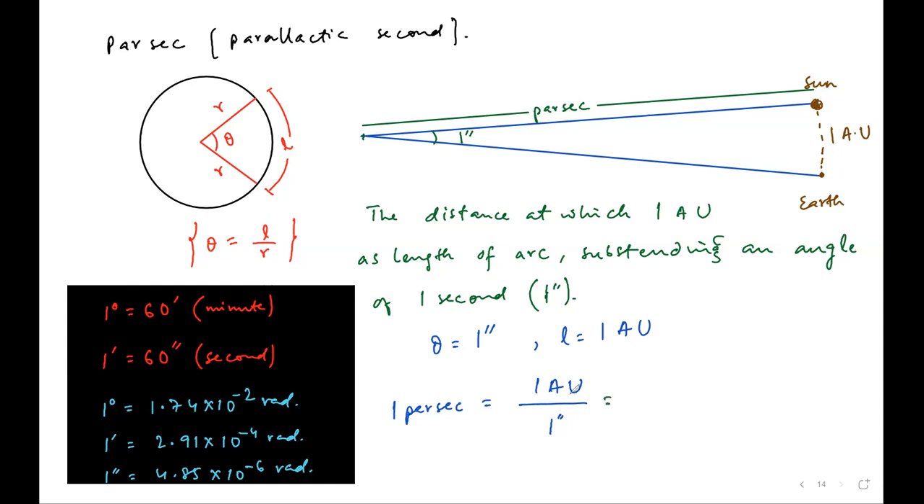Using these values, if we put 1 astronomical unit as 1.496 into 10 raised to 11, and 1 second in terms of radian as 4.85 into 10 raised to minus 6, on simplifying, you will get 3.08 into 10 raised to 16 meter as 1 parsec.